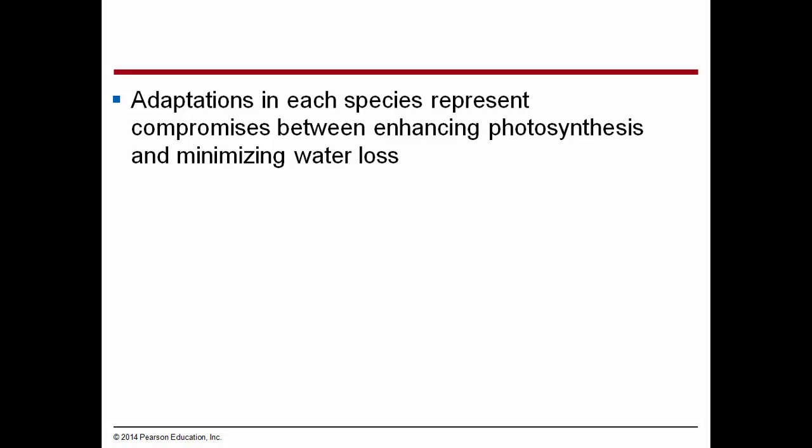Adaptations in each species represent compromises between enhancing photosynthesis and minimizing water loss. So cactuses have very few leaves. They don't want to lose a lot of water. They have very few stomata. And then plants that live in the tropical regions have lots of leaves, and they have a great ability to have numerous stomata, and those stomata help it transpire and draw up water through its roots and evaporate water through its leaves. So these different adaptations in each species are compromises between photosynthesis and minimizing water loss.